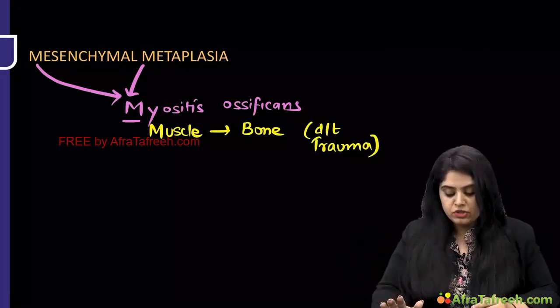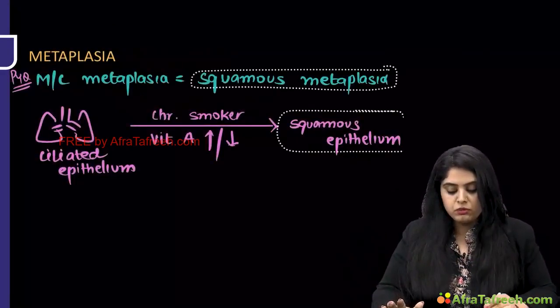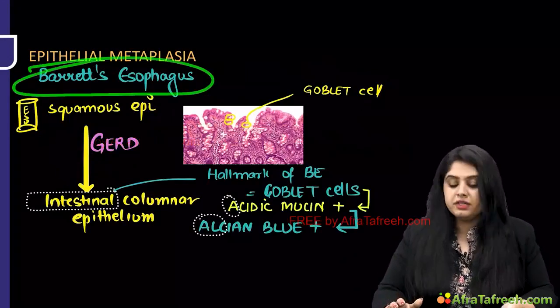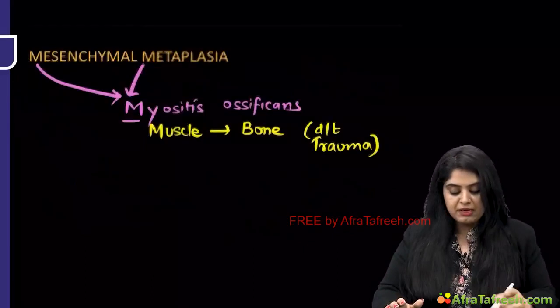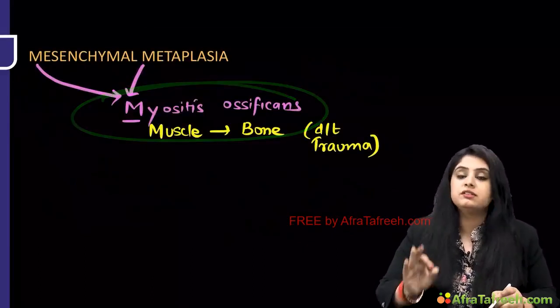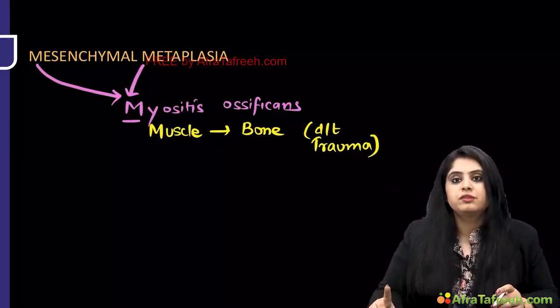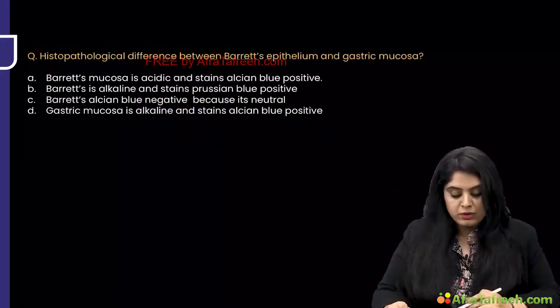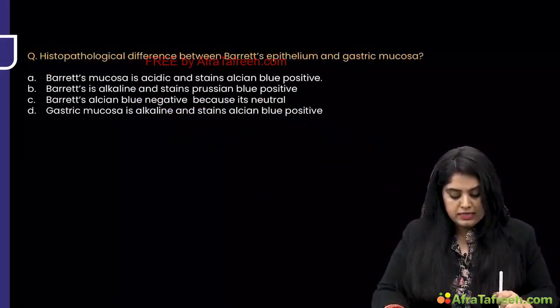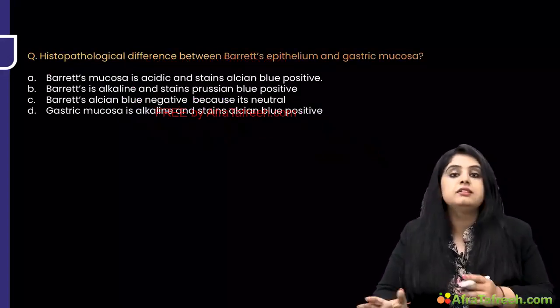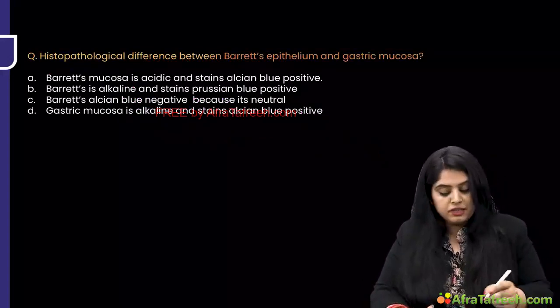Whatever may be the situation, either you're talking about the most common squamous metaplasia, or your favorite Barrett's esophagus, or mesenchymal metaplasia, that is myositis ossificans, the end result is that this is a 100% reversible process. So why don't you attempt one question quickly out here? Tell me this. What is the histopathological difference between Barrett's epithelium and the stomach epithelium? Barrett's, you only tell me.